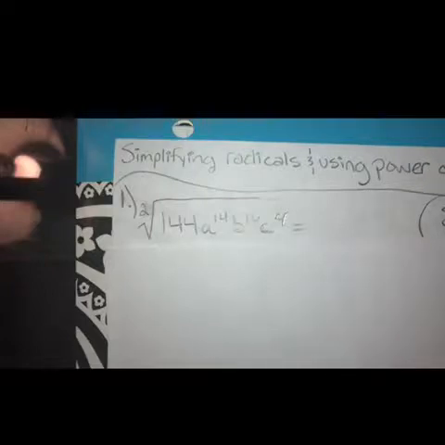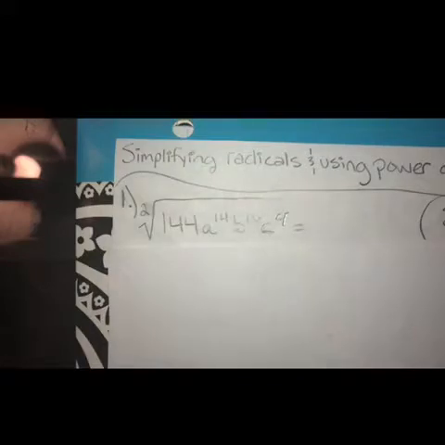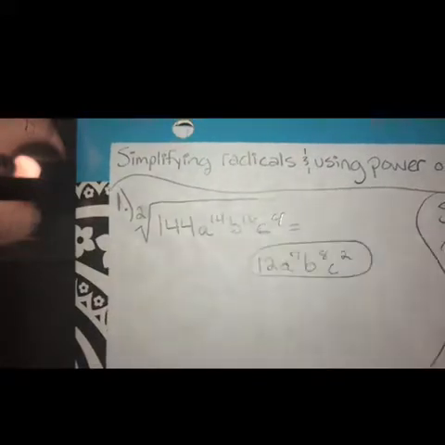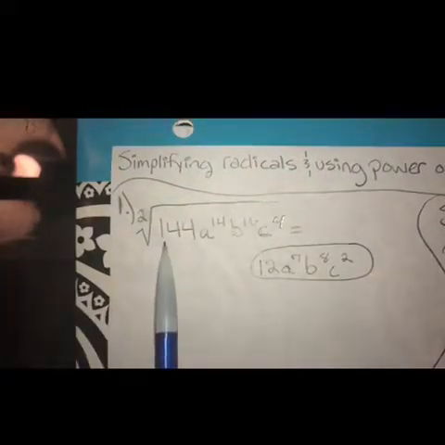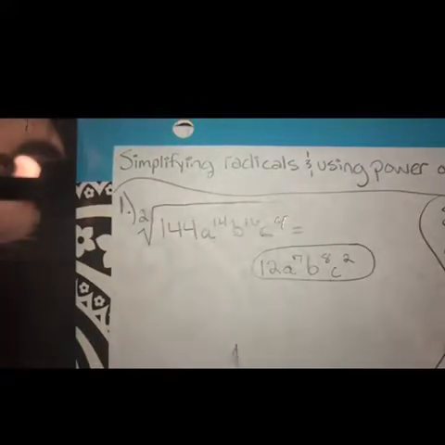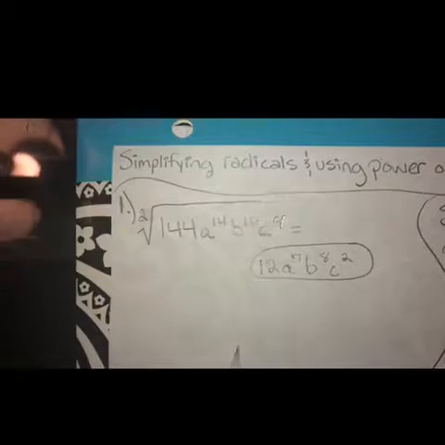So, first things first, you always find your radical sign first. So, your square root of 144 is 12. Then you move on to your exponents and variables.